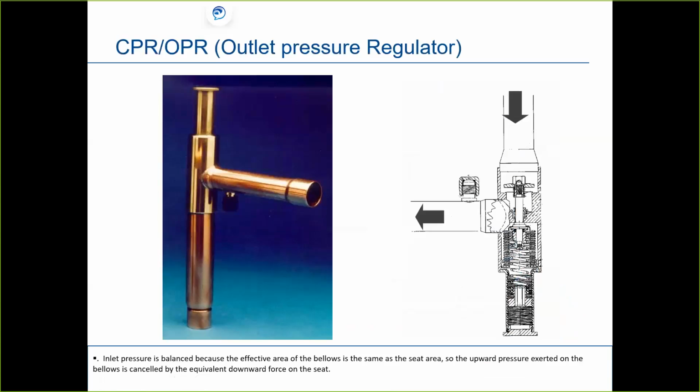Same thing on the CPR, or outlet pressure regulator, OPR. The inlet pressure is balanced because the effective area of the bellows is the same as the seat area. Again, it comes the same way. Now notice where this is at. Now it's up instead of up against this. And the purpose of that is if it's coming down here and the pressure gets too high, it shuts itself and closes down, all right?